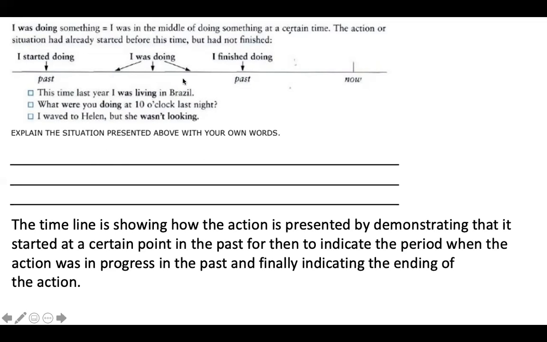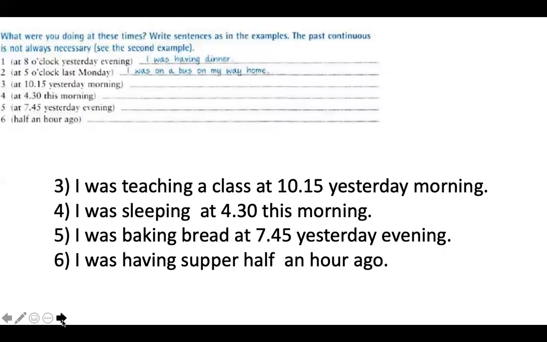So this situation, how can we explain it? We can say that the timeline is showing how the action is presented by demonstrating that it started at a certain point in the past, for then to indicate the period when the action was in progress in the past, and finally indicating the ending of the action. Now let's go into the actual activity.